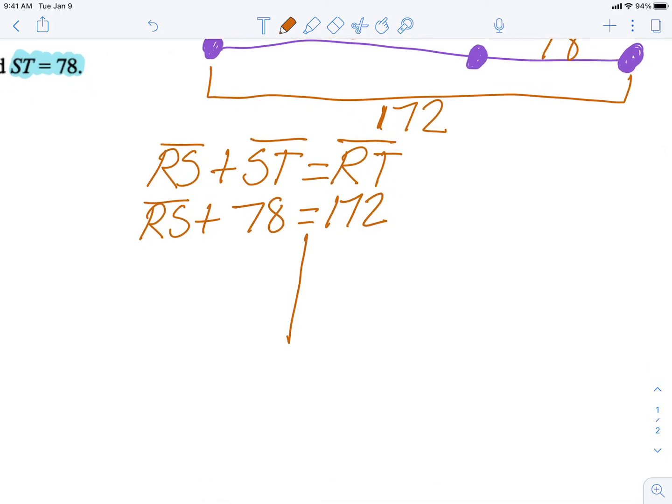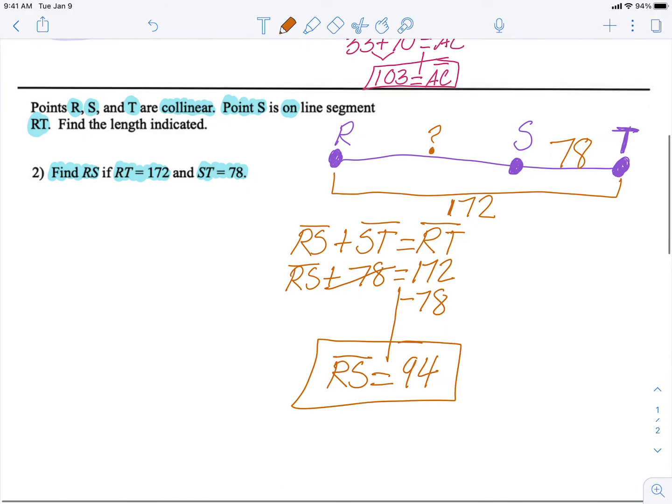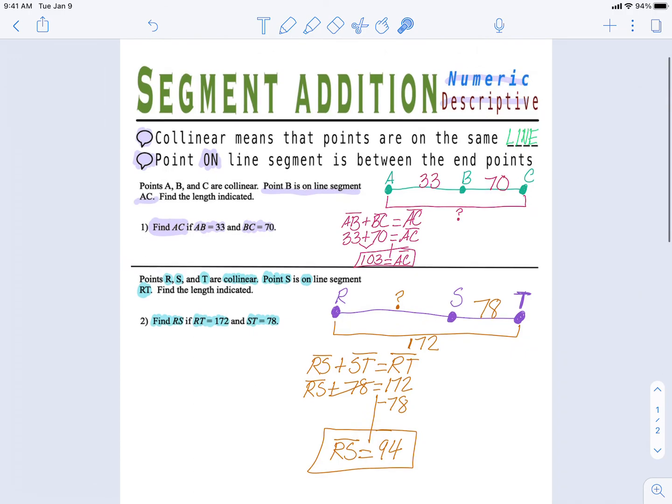So let's draw our line of separation. I am solving for RS. That means I've got to move 78 over as minus 78. So 172 minus 78 is 94. And that is my solution right there. We found RS. So that is how we set up our lines when they're described.